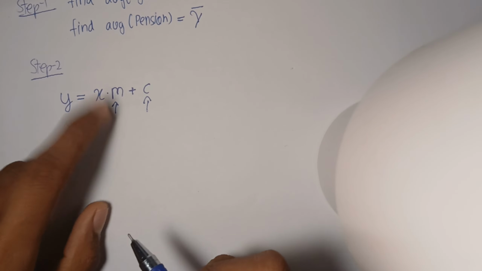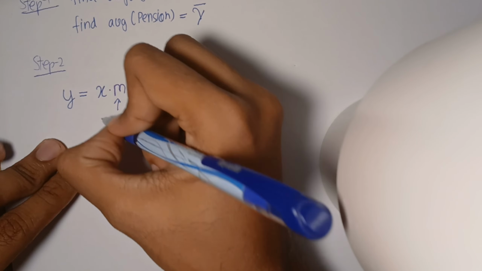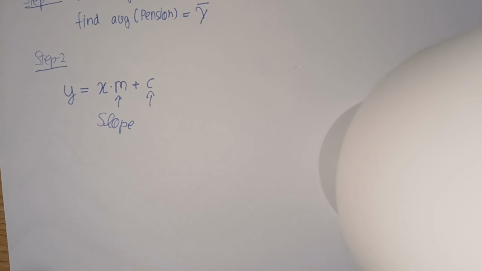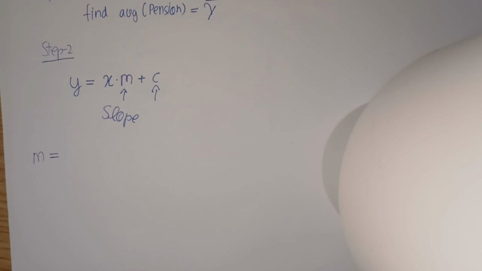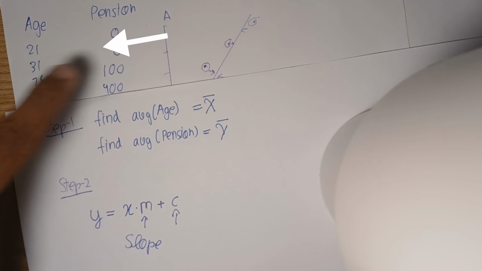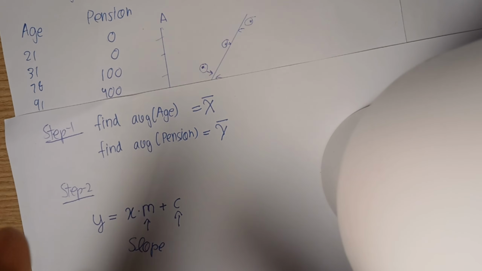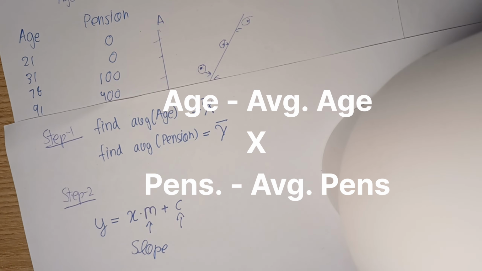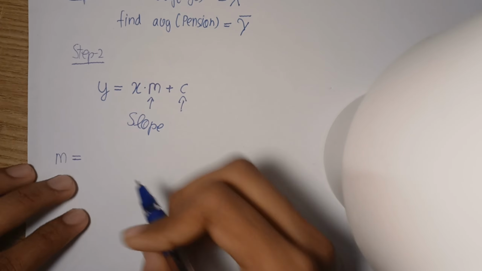So, in order to find this value of M, which we call the slope, we use a formula that looks a little something like this, in which we take the individual values from each column, subtract that value from its average, and then we simply multiply them. Let me show you what it looks like.